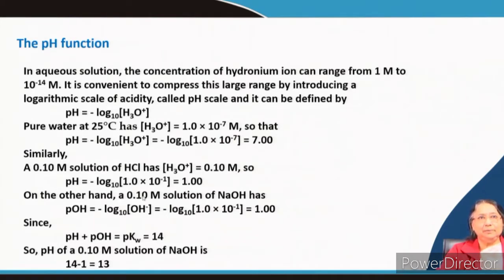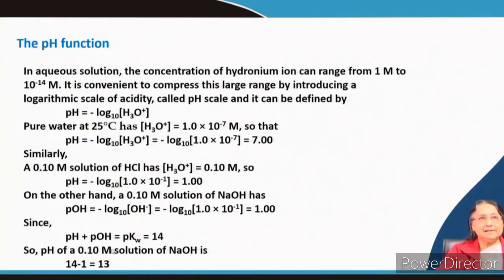Similarly, 0.1 molar solution of HCl has H3O plus equal to 0.10 M. So, pH will be minus log of 1.0 into 10 to the power minus 1, that is 1. So, pH is nothing but minus log of H plus ion concentration or hydronium ion concentration. Similarly, pOH is nothing but minus log of OH minus ion concentration. So, 0.1 molar solution of NaOH must have a pOH of 1.